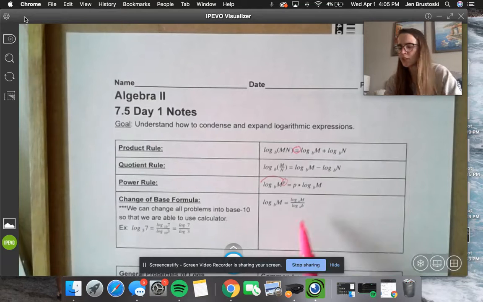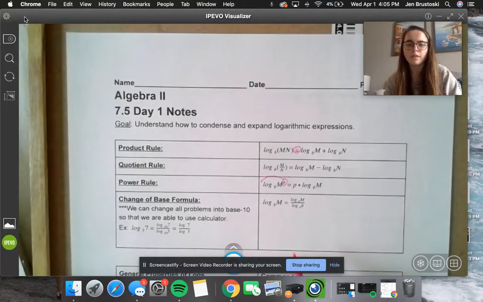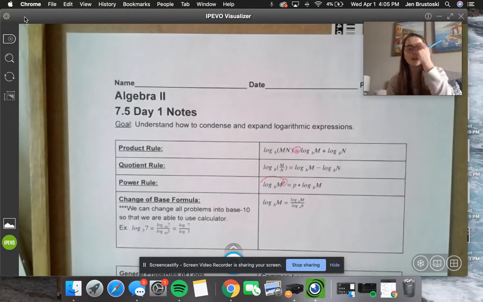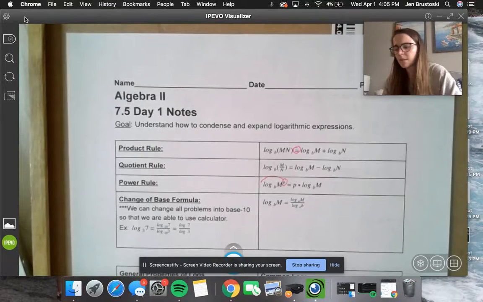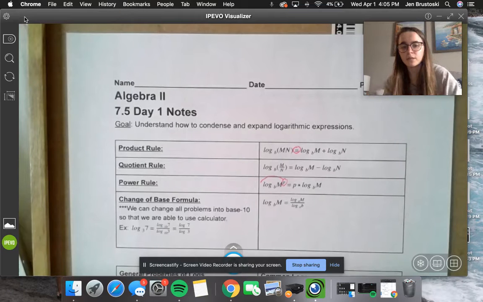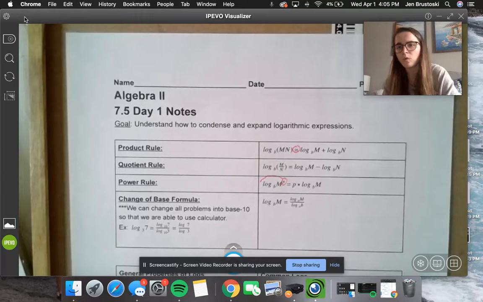Okay, and then the change of base formula, we'll go over this in just a sec, but basically what we can do is we can change our base to base 10 because our calculator is in base 10, not in any other base. So if we have something, for example, we have log base 3 of 7 over here, we can change both of our bases to 7 and then do log base 10 of 7, log base 10 of 3, doing the division of these two values, and we can find that. But we'll get to that in just a second.